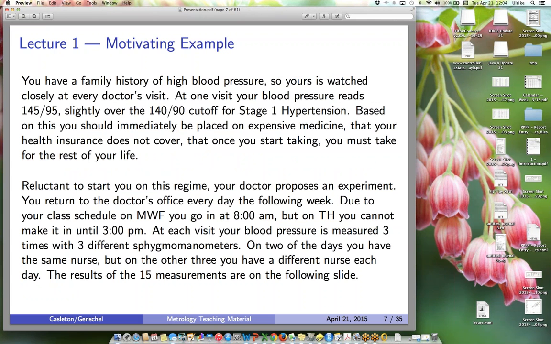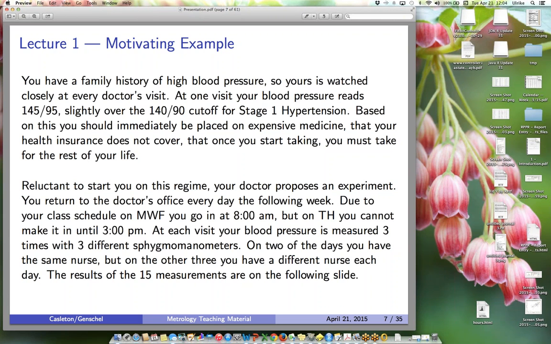So we start out with a motivating example that most students can relate to, since most, if not all, have had their blood pressure checked at some point. And in this scenario, students are at a doctor's visit. They have one slightly high blood pressure reading. And to be put on blood pressure medicine is not a decision to be made lightly. It's very expensive, and it is a lifelong commitment.